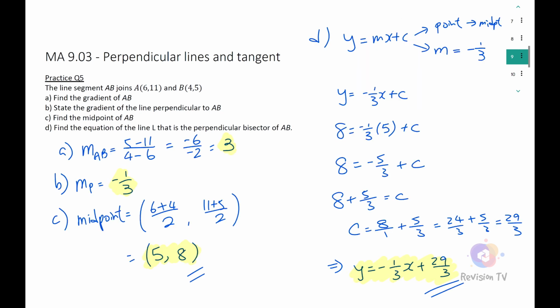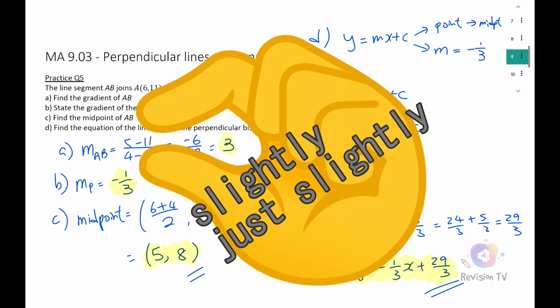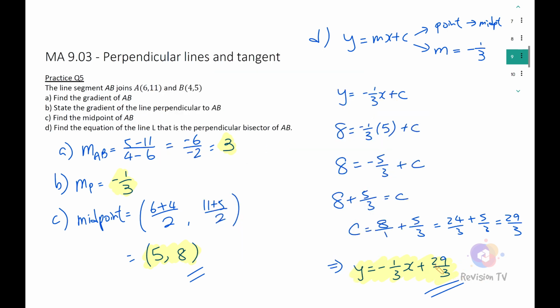Here are the answers. I do have to apologize, the numbers are sort of slightly weird. Hopefully, you aren't doubting your answer. Get a bit of confidence in yourself if you did get 29 over 3.